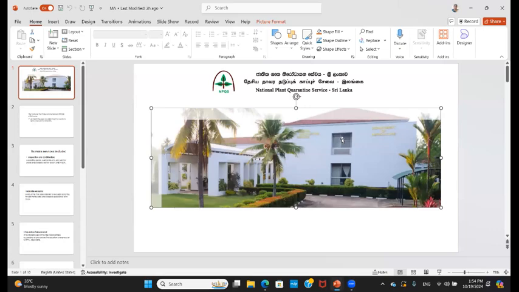Hi, guys. I thought I would talk about my working place. This is the National Plant Quarantine Service, Sri Lanka. I think you have already seen this place. When you go to the airport at Katunayaka, coming from Colombo, you can see this building on the left side. It's a nice place. I will take 2-3 minutes to talk about this.